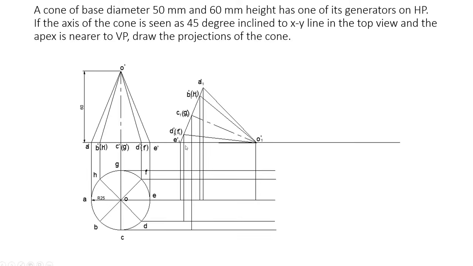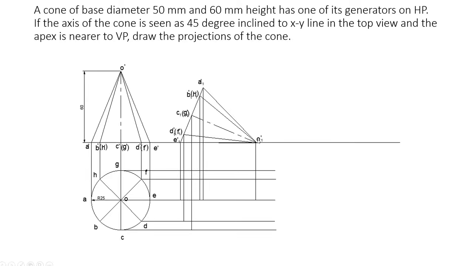Now draw vertical lines from all these 8 points to the corresponding projection lines from here. That is, if you want to find A, draw a line from A to the projection line from A. Similarly, to B, draw the projection line from B to the B line. In the same way, for E, draw a projection line from E dash to the projection line from E here. Then for D, draw projection lines from D to D. In that way you get 6 points here, 8 points here.